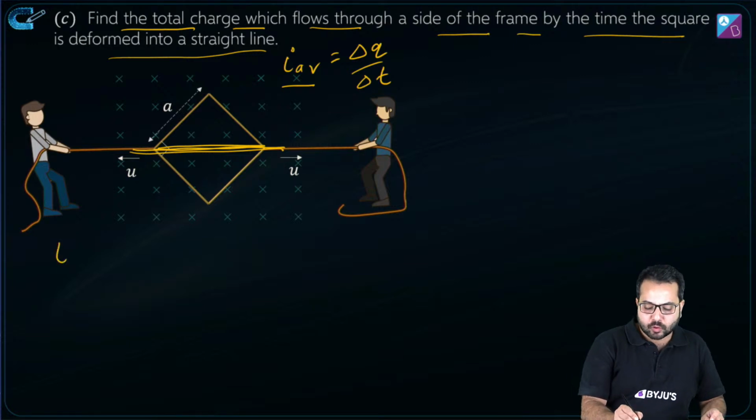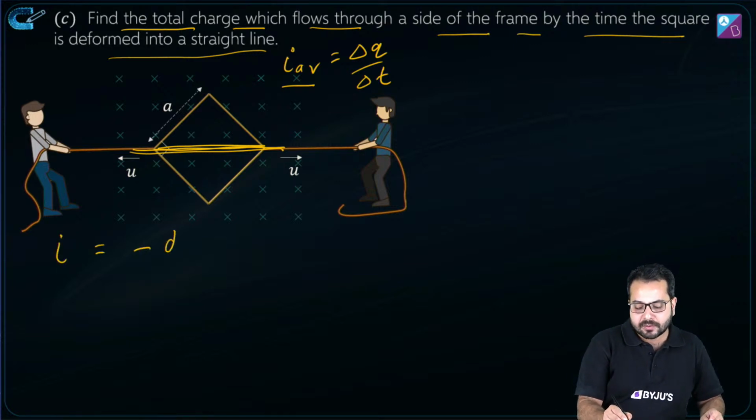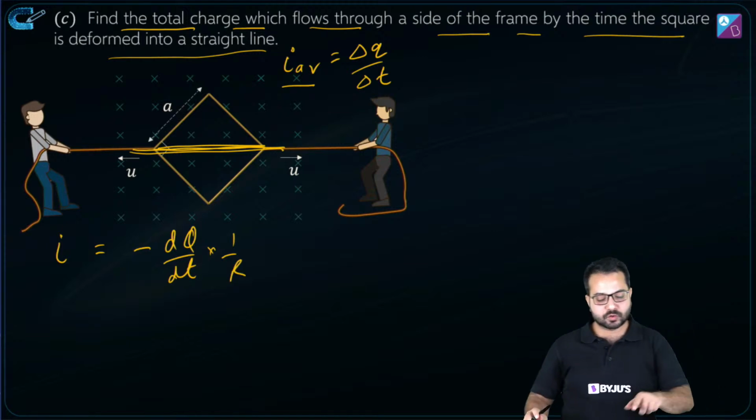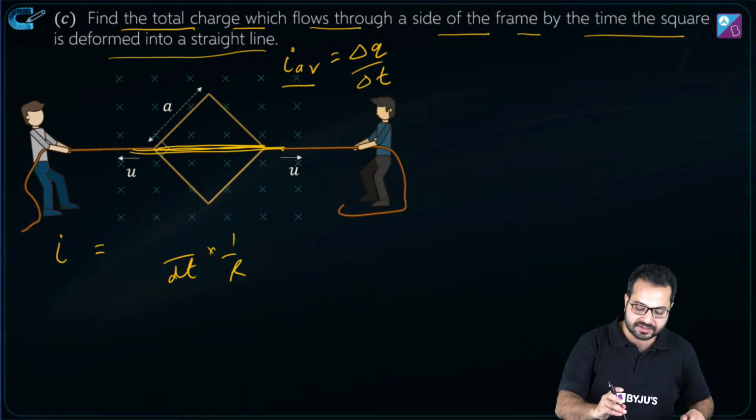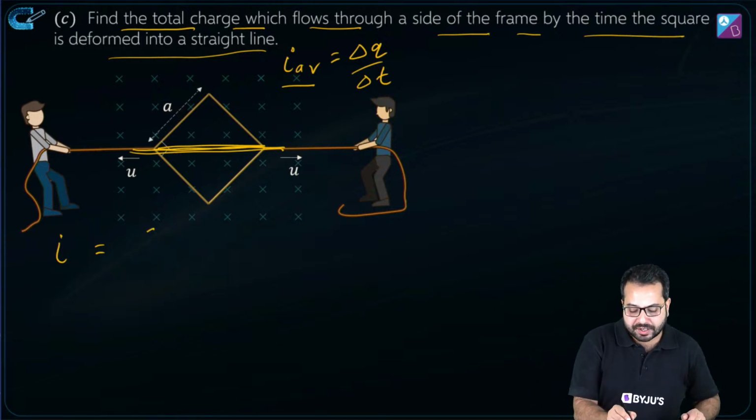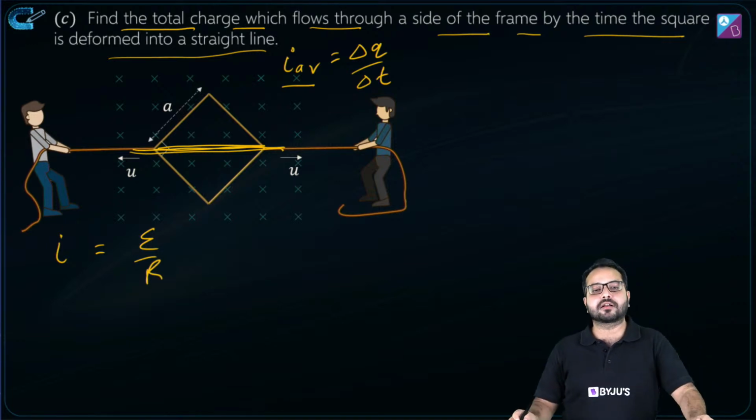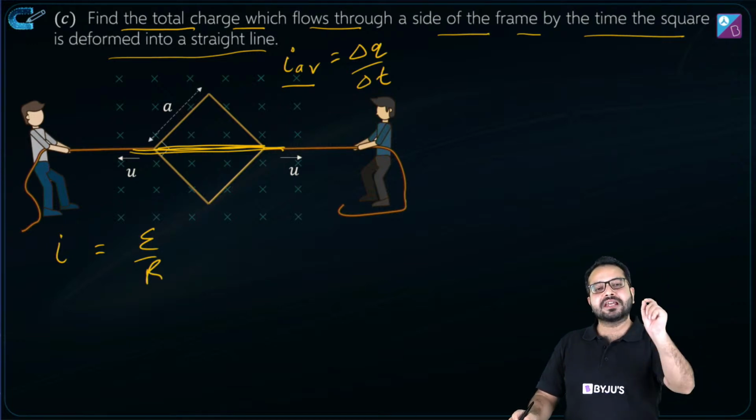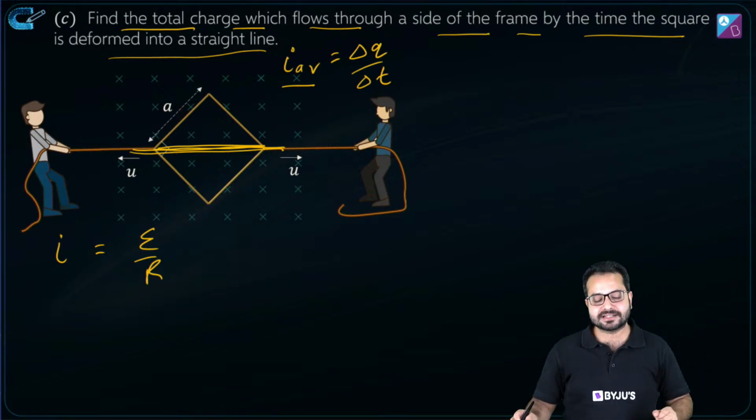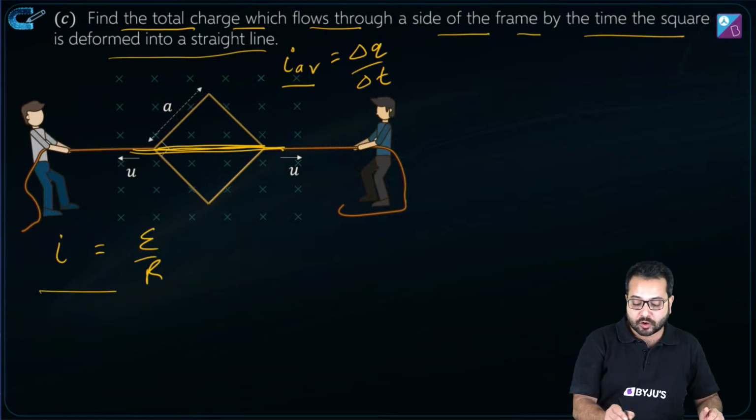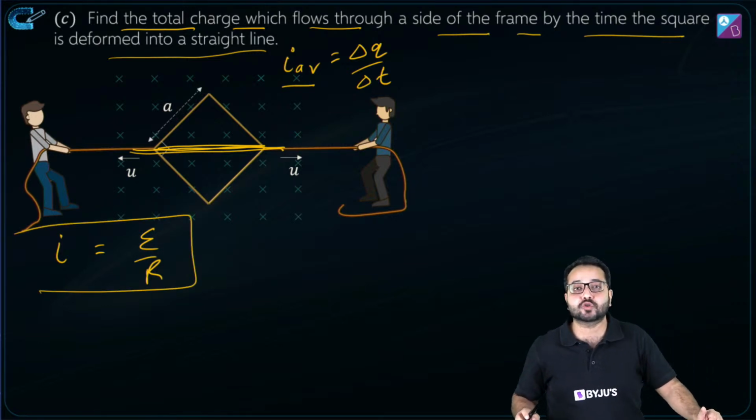Now what we also know is that the current is minus d phi by dt divided by R. Okay, so what is the EMF? Or I should write it as EMF. So the current is EMF upon R. Is that correct? Whatever is the EMF induced at that instant divided by R is going to give me the current. Now we are talking in terms of instantaneous quantities.